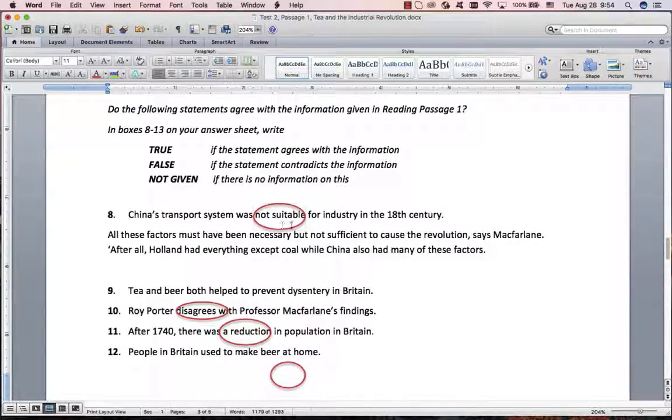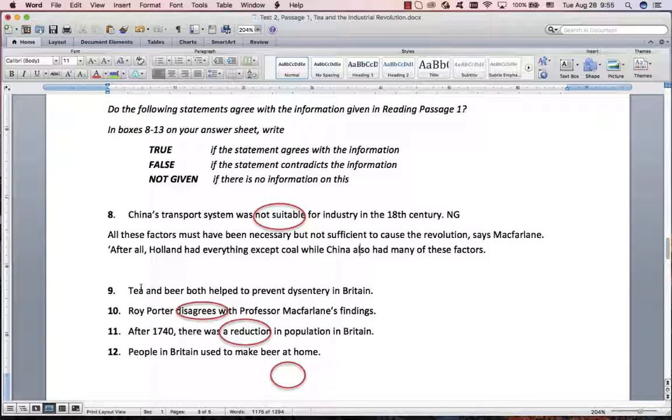Okay, so was it suitable for industry? China had many of these factors. I don't see anything about it being suitable or not. It just says China. This is all it says about China. I don't see the word suitable. So it should be quite clear that this one is just not given.